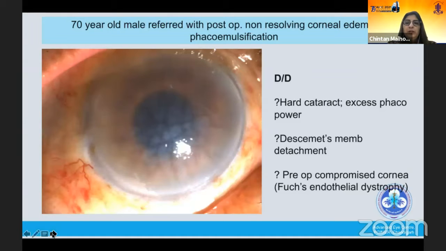This was a 70-year-old male who was referred with post-operative non-resolving corneal edema. One wondered whether it was a hard cataract, excess phaco power. One would think first of a Descemet's membrane detachment or a pre-op compromised cornea.